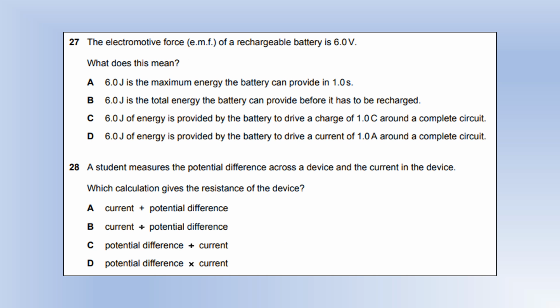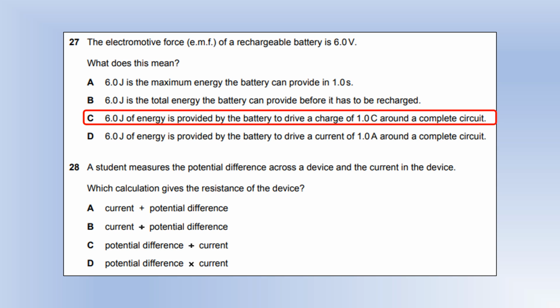The electromotive force, or EMF, of a rechargeable battery is 6 volts. What does that mean? So 1 volt is 1 joule per coulomb. Let's have a look at the options. Maximum energy in 1 second would be power, so that's not a volt. Total energy, again, no. The energy provided by a battery to drive a charge of 1 coulomb, yeah, that sounds good. We've got energy per coulomb.